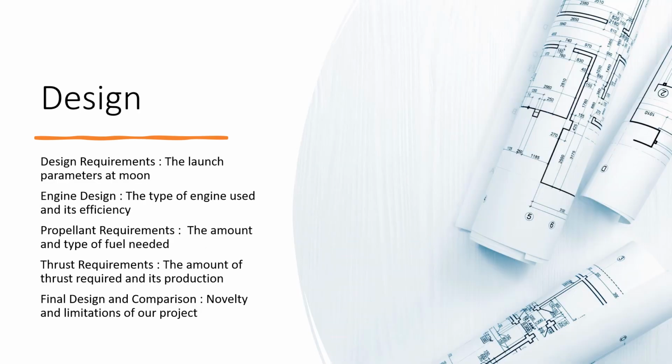Our design process had 5 components. First, we examined parameters on the moon. This included our vehicle's dry mass and launch mass under the lunar gravitational acceleration of 1.62 meters per second squared. Next, we examined the engine design itself. We chose a hypergolic engine for its reliable ignition, which is important on the lunar surface.